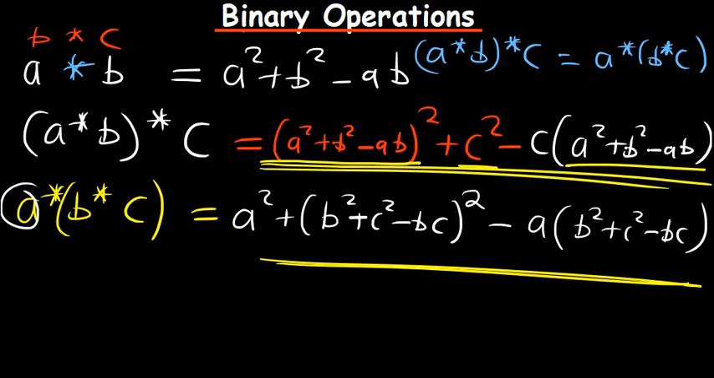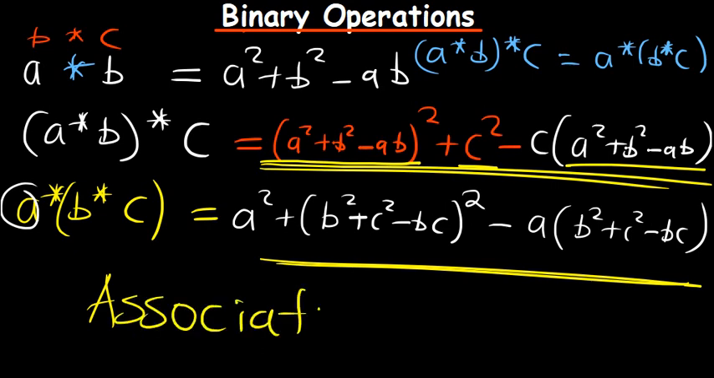So the idea anyway is that for associativeness, the results should be the same if you're going to perform the A star B star C.